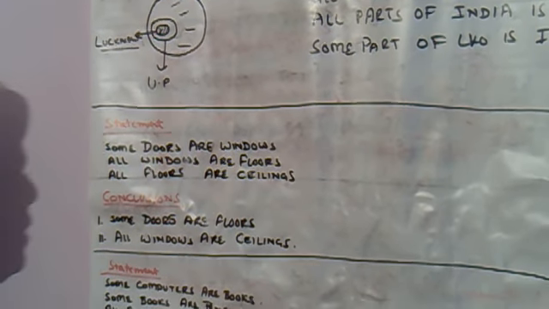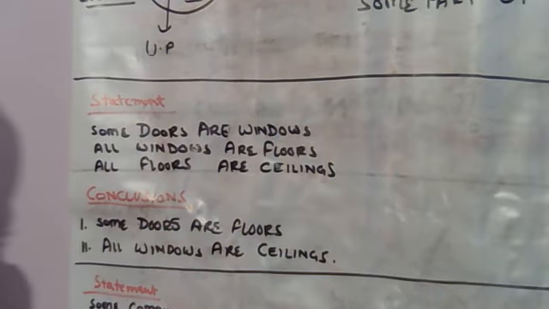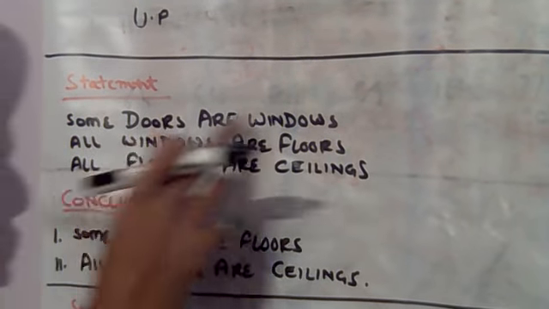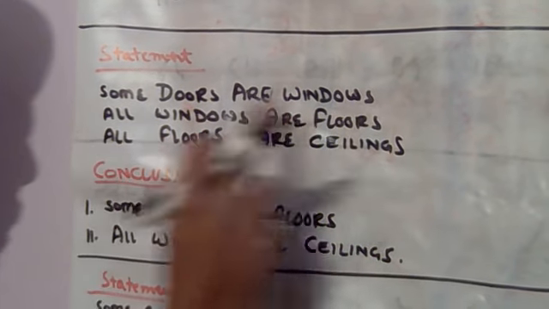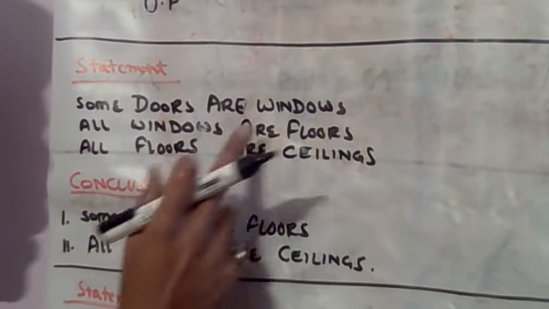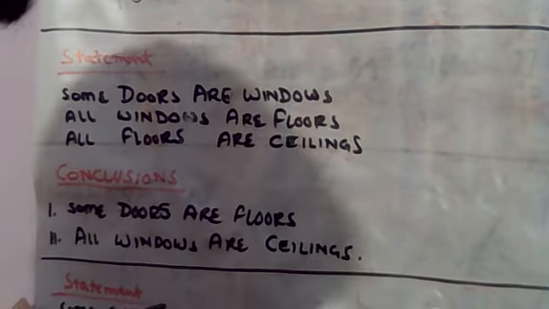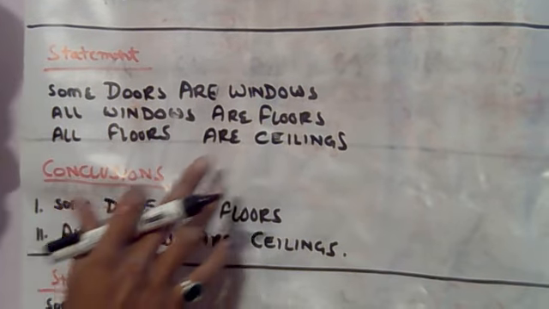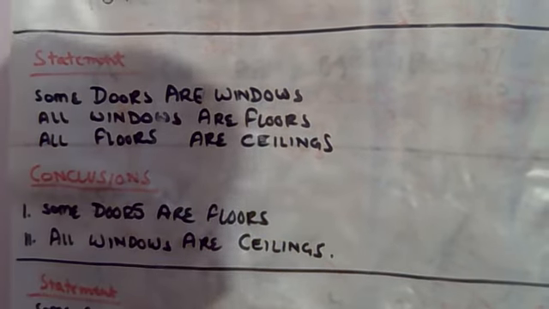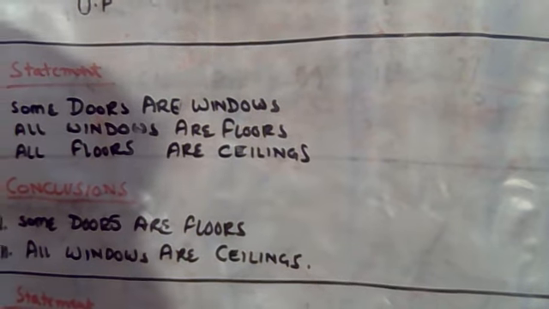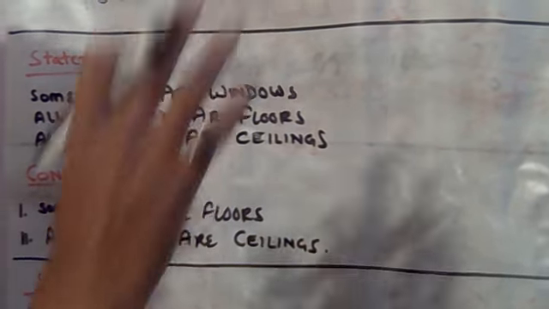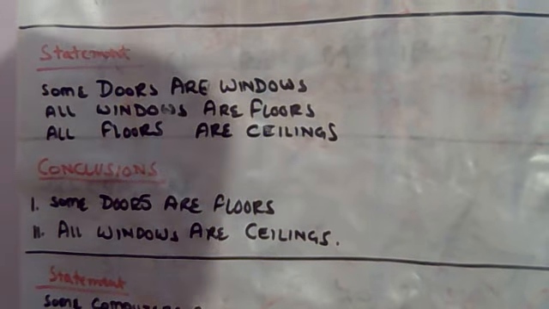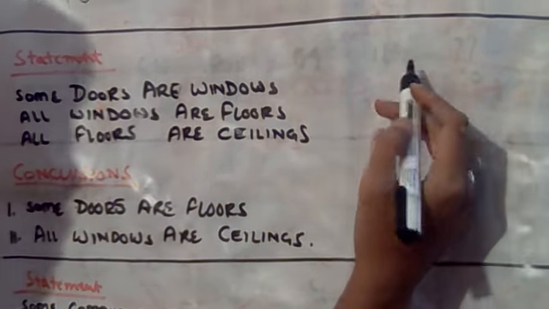Over here there are a few questions. The first question says, some doors are windows. The first statement says some doors are windows. The second statement says all windows are floors. And the third says all floors are ceilings. First of all, if this type of question comes where some two quantities are related to each other in some way, let's first find out.